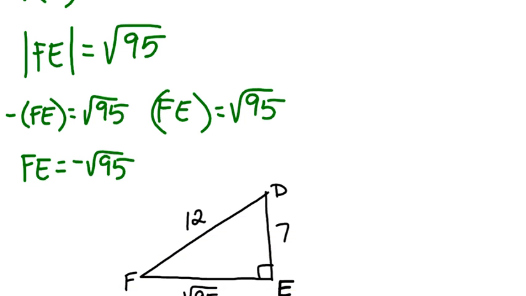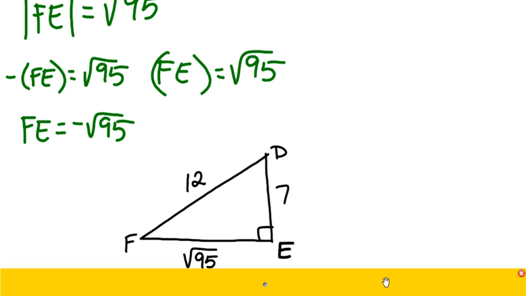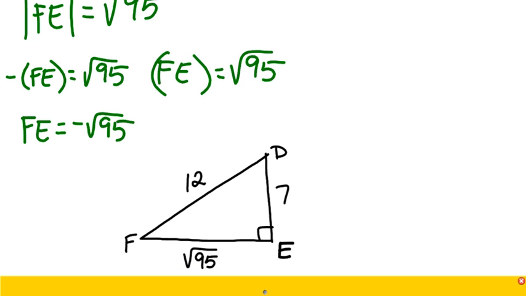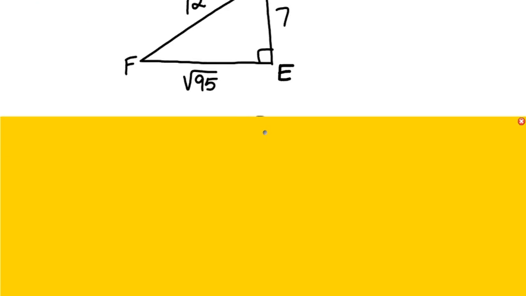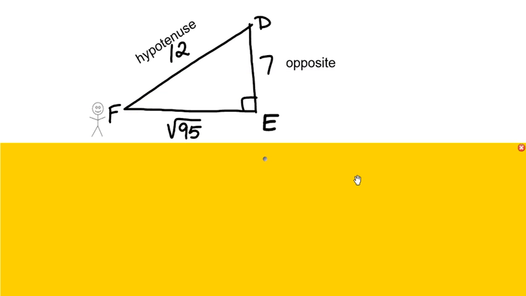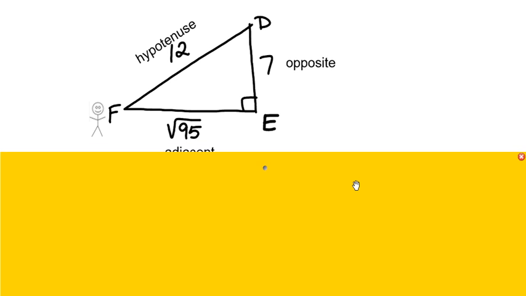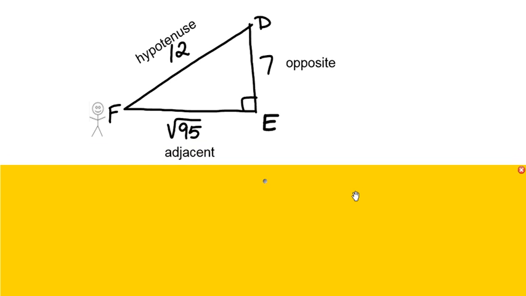Let's replace that in our picture. So we have the three sides of our triangle. We also want to find some angle measurements. If we use angle F as our reference angle, we could label the sides based on our position. So if we're standing at angle F, we know that the hypotenuse is 12. We know our side length of 7 is opposite from where we're at, and our square root of 95 is adjacent.